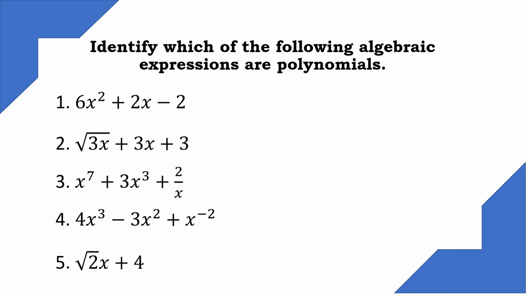Let us have this activity. Identify which of the following algebraic expressions are polynomials. For number 1, we have 6x squared plus 2x minus 2. Is this a polynomial or not? So this one is a polynomial. It is a polynomial because the exponents of the variable x are not negative.